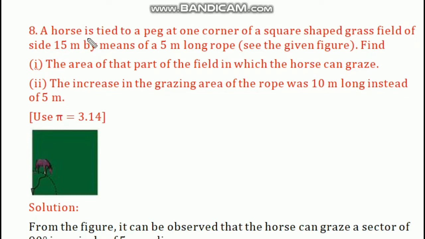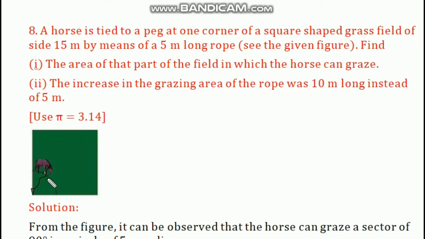See the question. A horse is tied to a peg at one corner of a square shaped grass field of side 15 meter by means of a 5 meter long rope. So a 5 meter long rope the horse is tied with. We need to find the area of that part of the field in which the horse can graze.